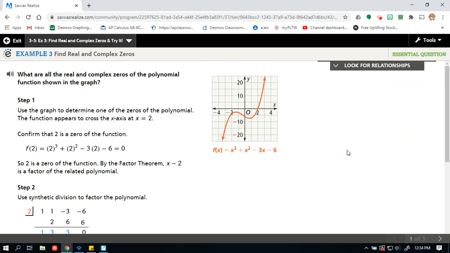All right, so there you have it. There is example 3, very long, complex.